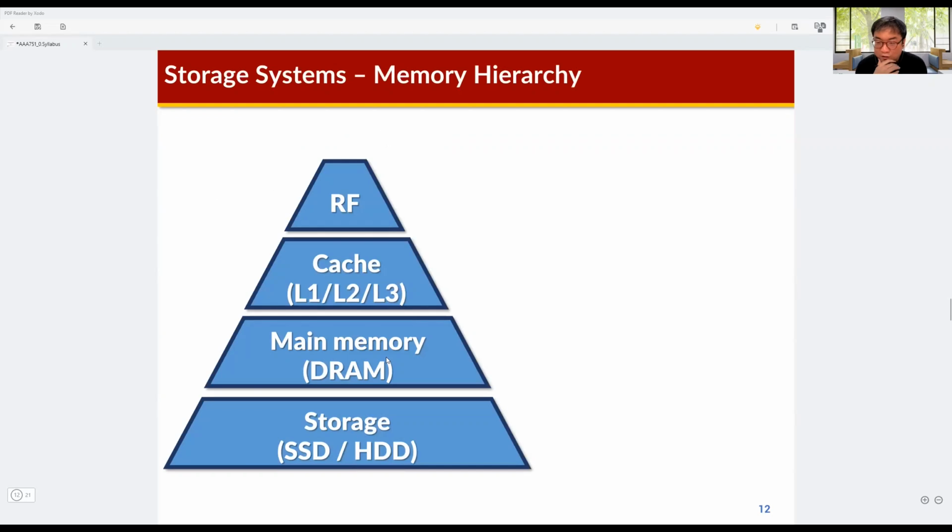I will briefly explain some storage systems and then the memory hierarchy, and then the level of the storage system inside of the memory hierarchy. So this is the memory hierarchy. So why do we use a memory hierarchy?